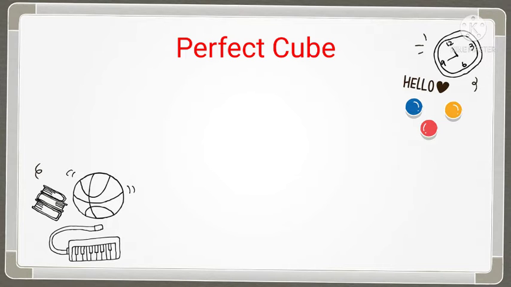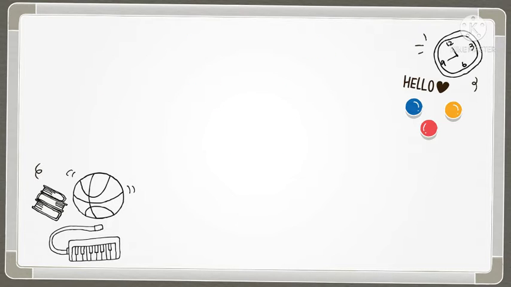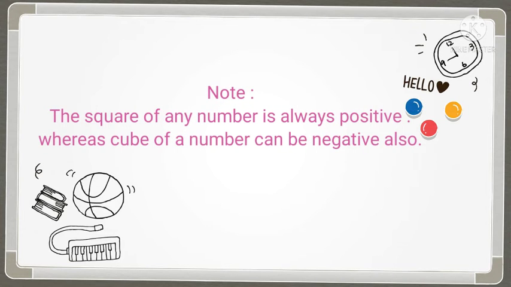Now talking about the perfect cube. A number is said to be a perfect cube if it is a cube of any of the integers. For example, number 27 is a perfect cube since it is a cube of number 3. And also 64 is a perfect cube since it is a cube of number 4. Now since you know about the cubes and squares of a number, an important point to note is that the square of any number is always positive, whereas a cube of a number can be negative also.